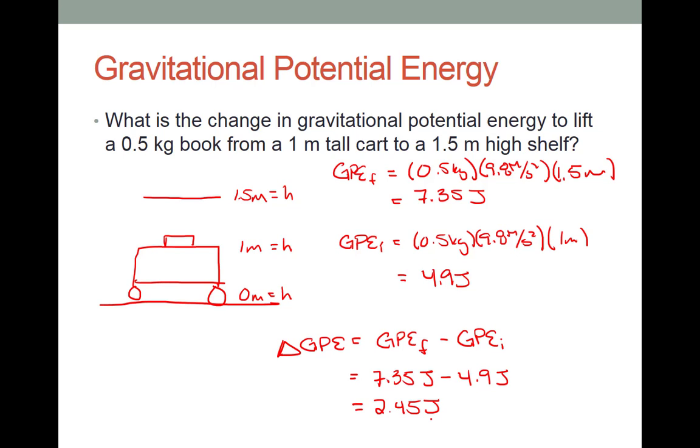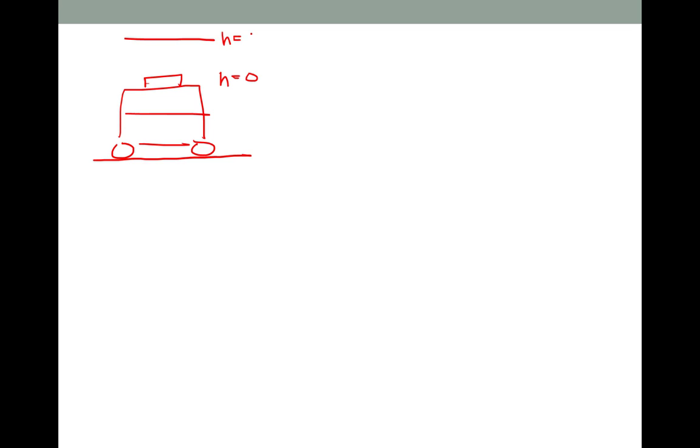Answer found. Now, I'm going to rework this problem slightly. So I'm still going to have my cart on its wheels. Here's my book. Here's my shelf. What really matters in this problem is not the fact that the cart is 1 meter above the floor and the shelf is a half meter above that. What really matters is that the distance between the shelf and the cart is 0.5 meters.